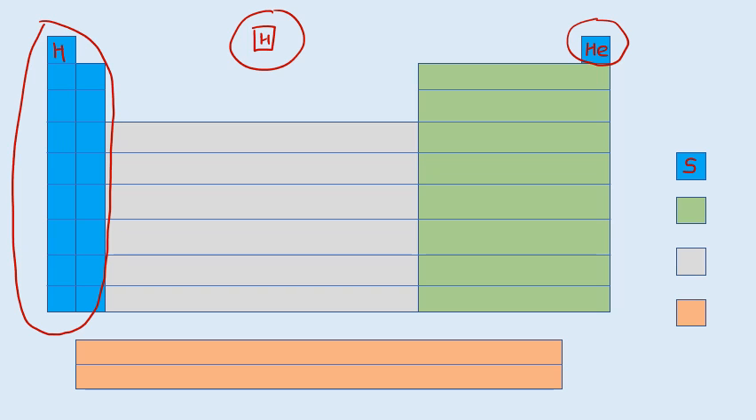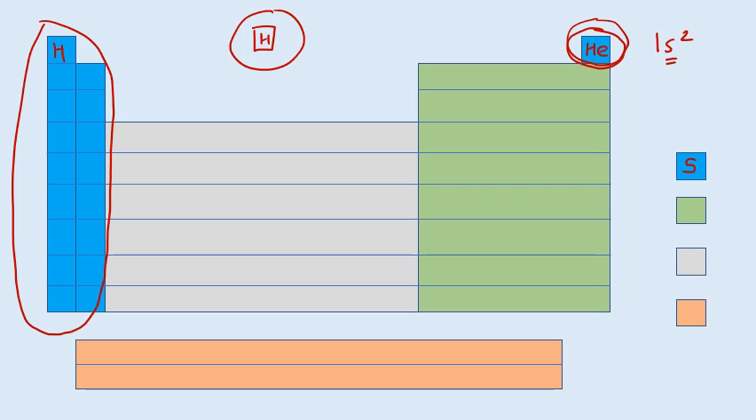For example, helium, 1s2, its outermost electron is in the S subshell. It just happens to be over here because it has that full outer shell, which is classed as one of the noble gases. So look out for that one. Helium is in fact an S block element, despite the fact that it appears on this green block here. It's where the outermost electrons are found.